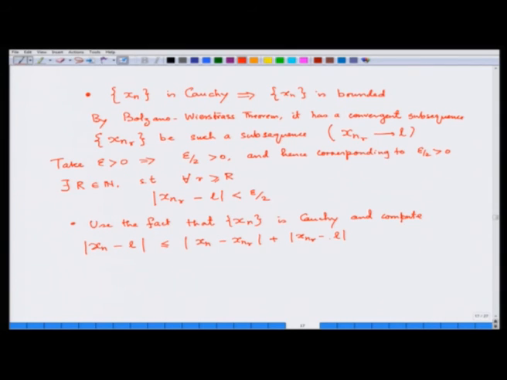Now this could be made strictly less than epsilon by 2 by the definition of the fact that Xn is Cauchy, and this can be made strictly less than epsilon by 2 because I already know. But how will you make this strictly less than epsilon by 2 needs some argument. So you can basically show that this whole thing is less than epsilon. So your exercise, which will be a part of your assignment, would be to fill up the argument.